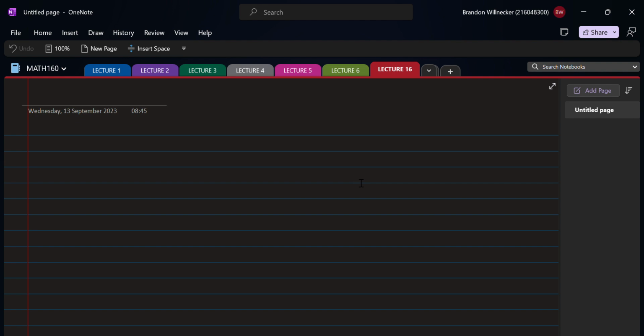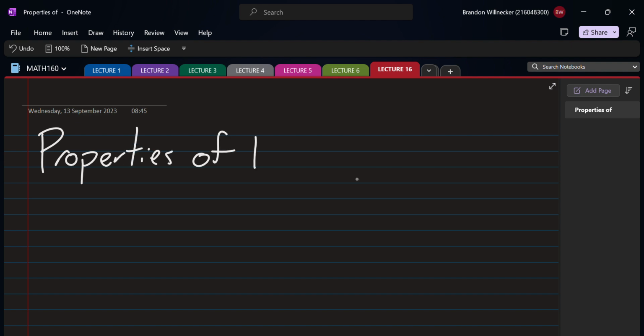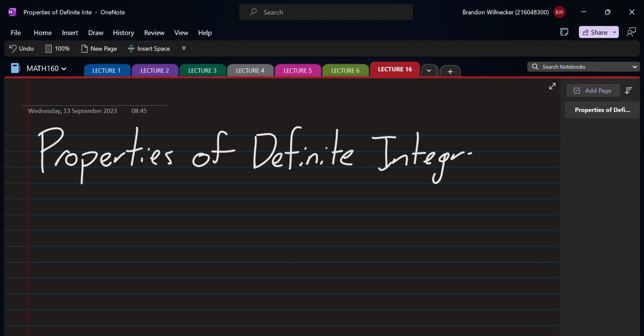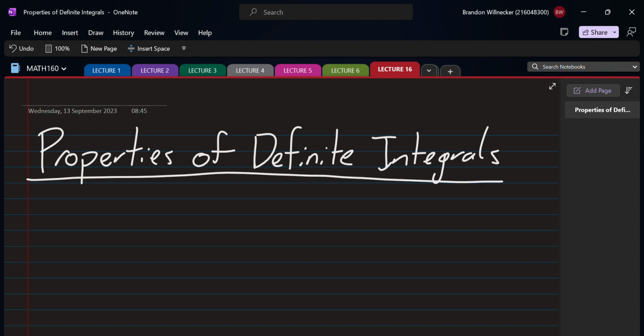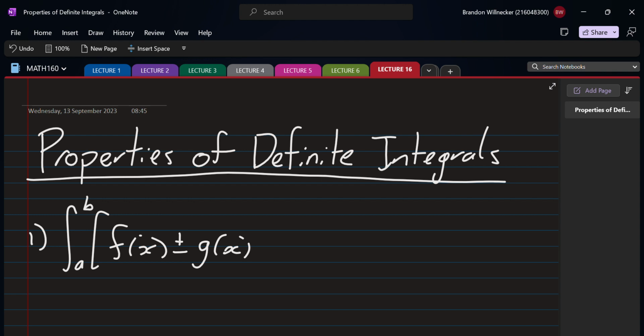Okay, so we looked at two properties previously in terms of the sum definition. Now we're going to look at the rest of them. So we'll start with the first two and then we'll add on the rest. So, number one, we have the integral from A to B, f of x plus or minus g of x dx. Now we know that this integral, that's just a fancy sum.